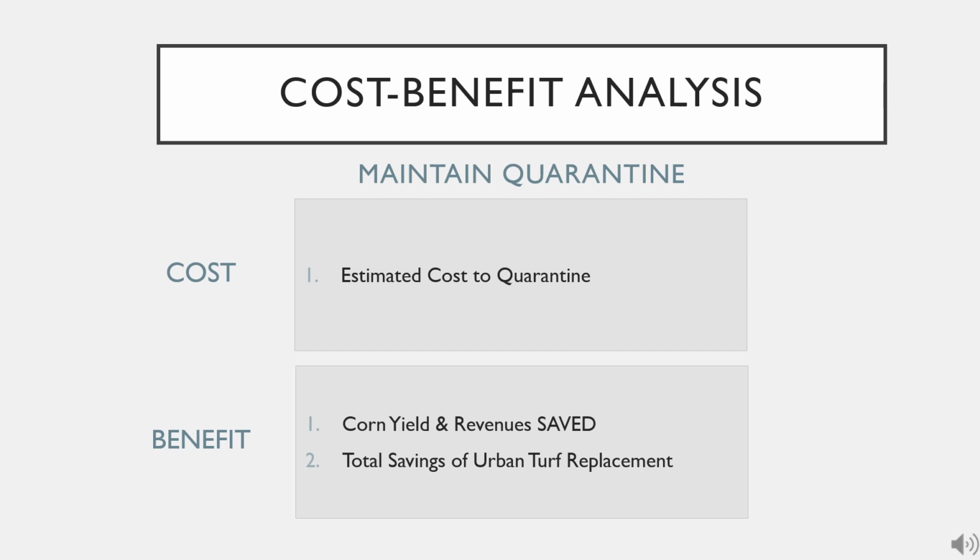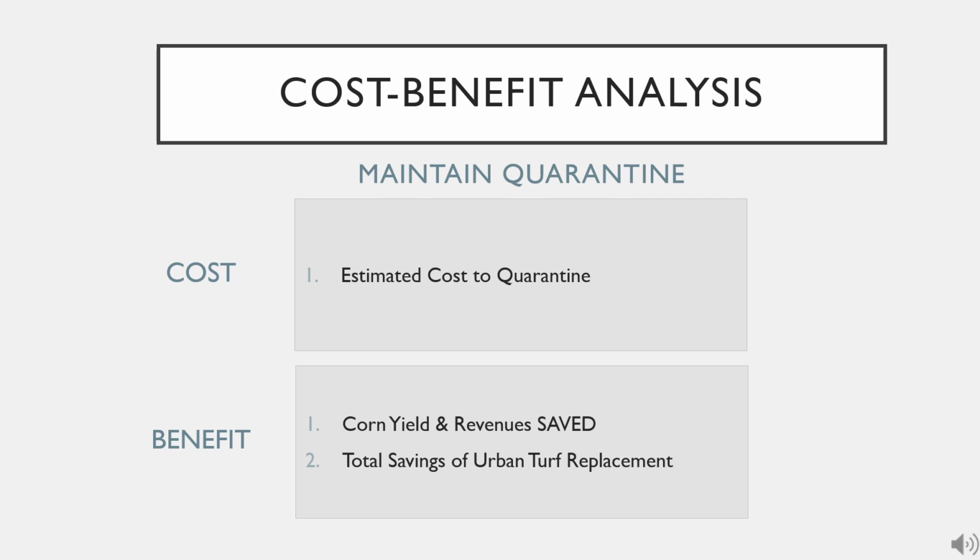Let's break down what we chose to include in calculating the costs and the benefits of the decision for Utah to maintain the quarantine or not. The estimated cost of quarantine is based on expenses reported by the Utah Department of Agriculture on the current annual cost to control the Japanese beetle population. The benefits are then broken into corn and turf.